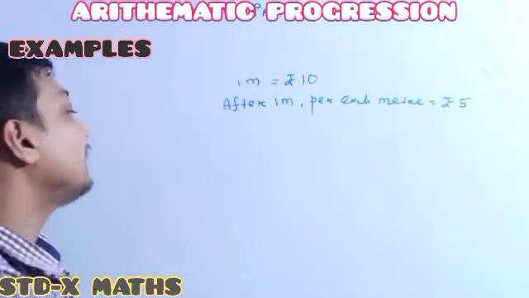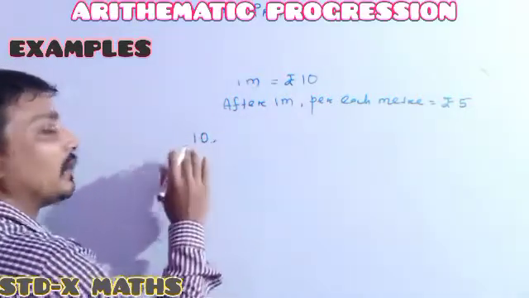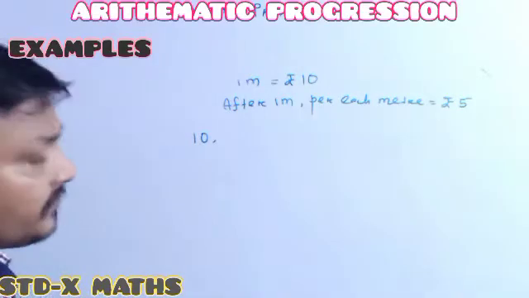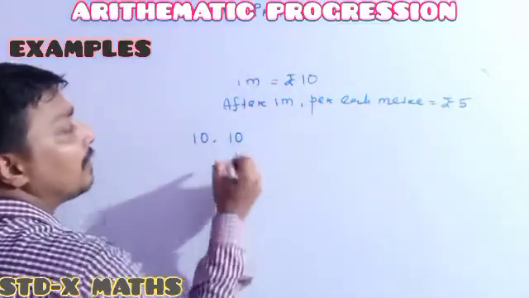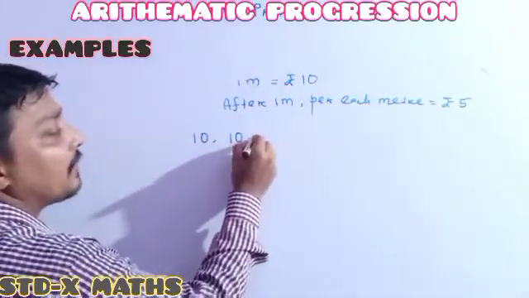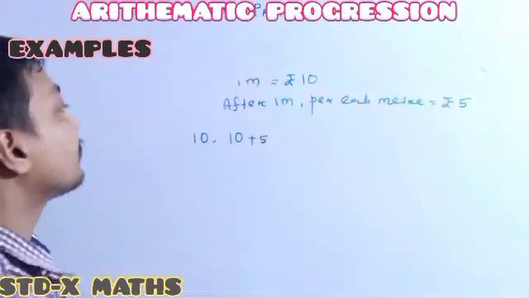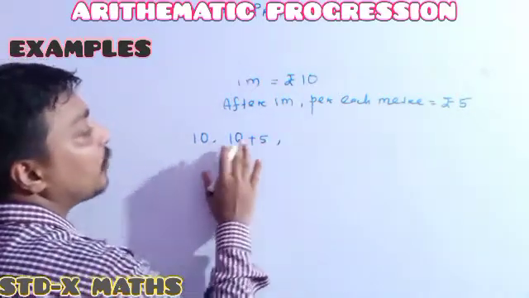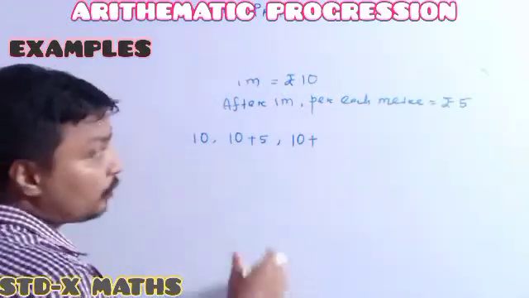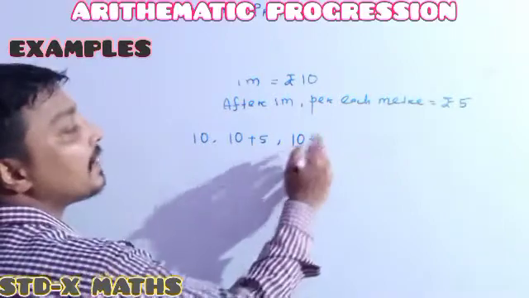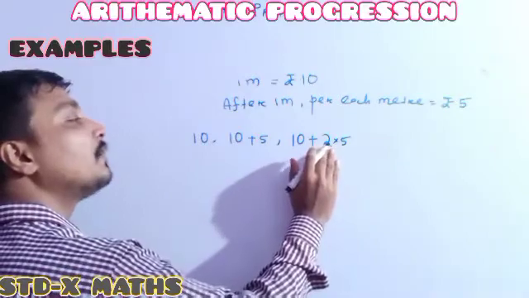See, suppose I want to dig 1 meter, it means I will be charged rupees 10. I am writing only the number, except the unit. For 2 meters, I will be charged 10 for the first, and for the extra 1 meter I will be charged an extra 5. Then for 3 meters, 1 meter is rupees 10, then I have to dig 2 extra meters, so for the 2 extra meters the charge will be 2 into 5.